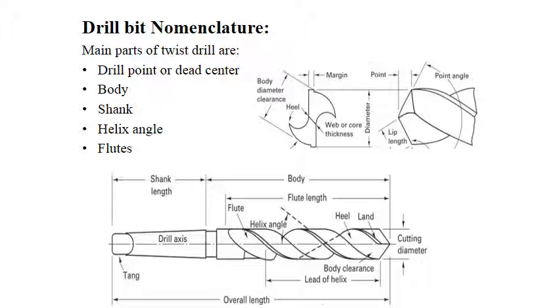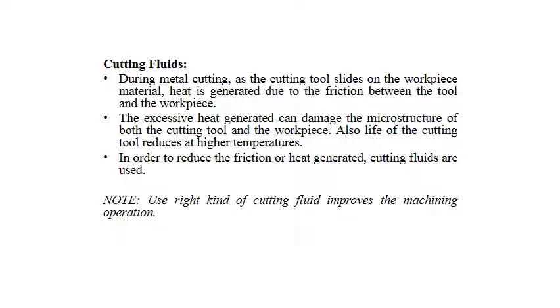Drilling tool or drilling cutter. Now cutting fluids, it is very simple. At the time of cutting, friction is developed between the workpiece and the tool, so cutting fluids are used during metal cutting. The cutting tool slides on the workpiece material, and heat is generated due to the friction between the tool and the workpiece. The excessive heat generated can damage the microstructure of both the cutting tool and the workpiece. Also, the life of the cutting tool is reduced at higher temperature. In order to reduce the friction and heat generated, cutting fluids are used. So using the right kind of cutting fluid improves the machining operation.